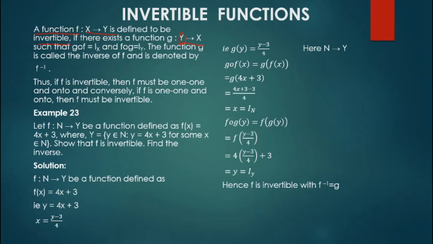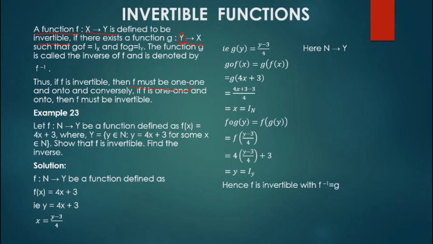If a function is invertible, then f must be 1-1. You remember in the previous lectures you have learned about different types of functions, that is 1-1 function, onto function and bijective function. If a function satisfies 1-1 as well as onto, then that function is also called bijective function. If f is 1-1 and onto, then f must be invertible. Okay. So first we'll go for an example.